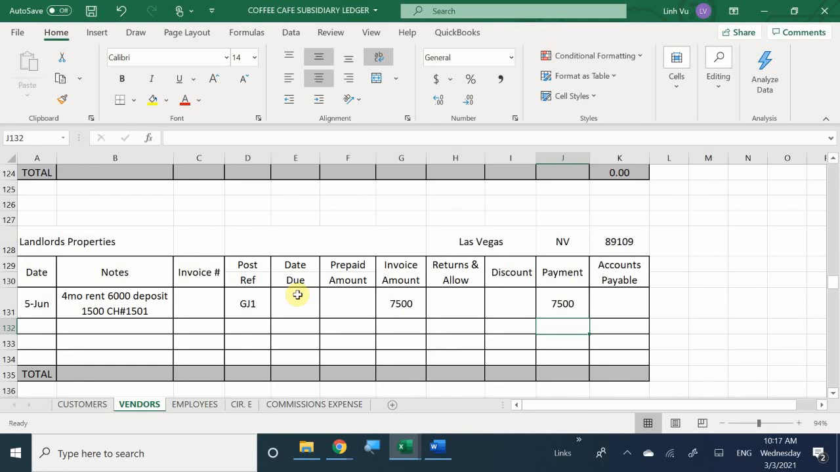Right here, I identified that I made a payment to Landlord Properties using check number 1501 for the full amount of the $7,500. Okay? So how this works is I don't owe Landlord Properties anything. In fact, they owe me service, right?